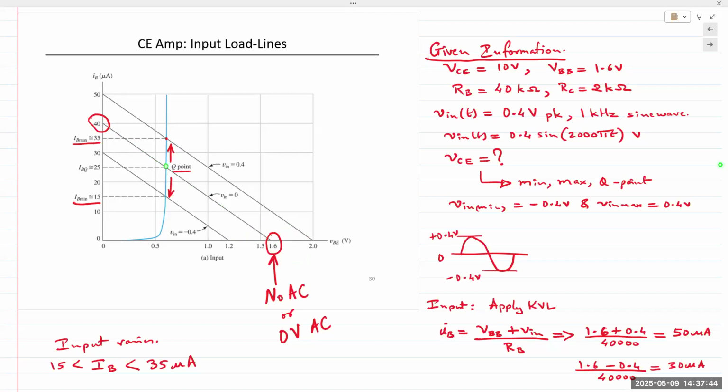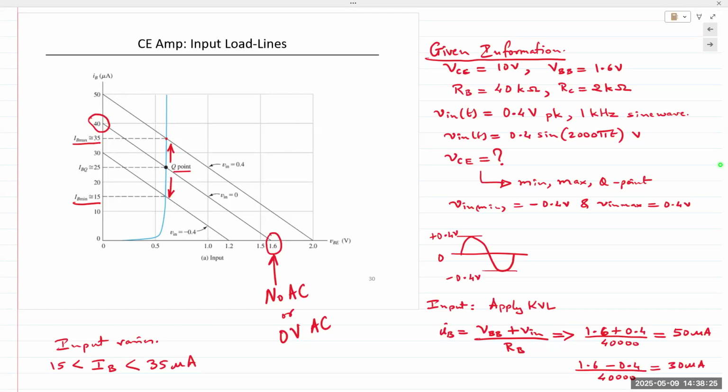At the intersection point, IB is 25 microamps. We can extract VBE also, but we don't really care what VBE is. VBE at the Q point is somewhere around 0.6 something. It affects the output, but it's not required for us to determine the output. So that's why we don't care what value VBE is. What we care about is IB.